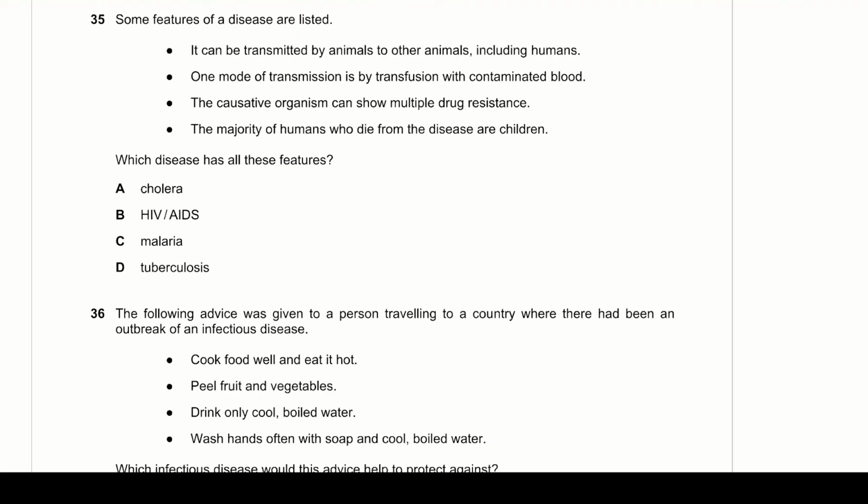Some features of a disease are listed. It can be transmitted by animals to other animals, including humans. One mode of transmission is by transfusion with contaminated blood. If it mentioned blood, then we could cross out cholera and tuberculosis because we know they're not transmitted by blood. The only suggestions we have are HIV and malaria. The causative organism can show multiple drug resistance. Let's see the next one. The majority of humans who die from the disease are children. As we all know, the majority of humans who die from disease that are children is definitely 100% malaria. It's not HIV. Therefore, the answer is going to be C.